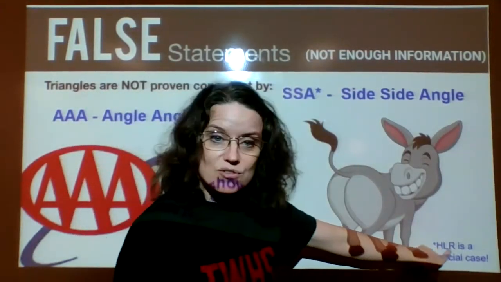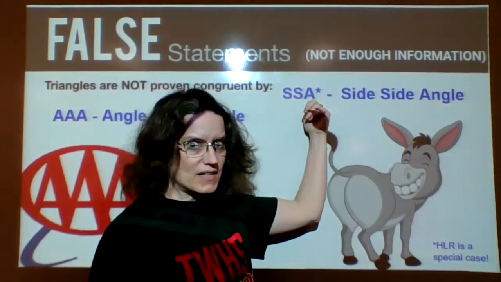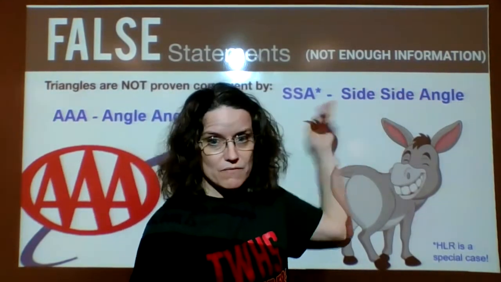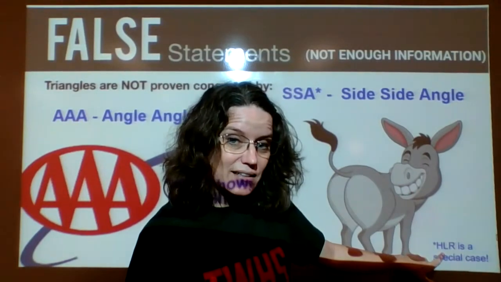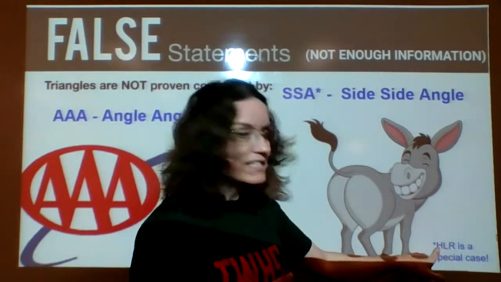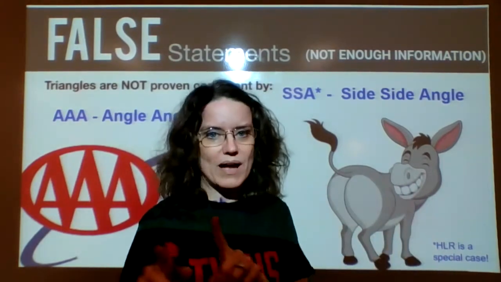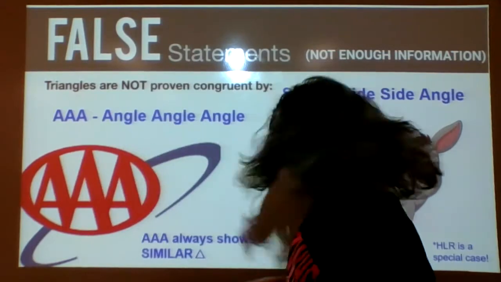Now, hypotenuse leg right is a very special case of side, side angle. Again, this doesn't usually give you enough information, but if you do have hypotenuse leg, that one does tell you congruent. So it's a special case. That's why we specifically called it hypotenuse leg right and not just side, side angle. Because side, side angle is not enough to tell you anything.